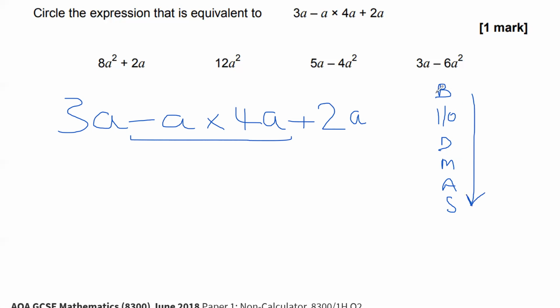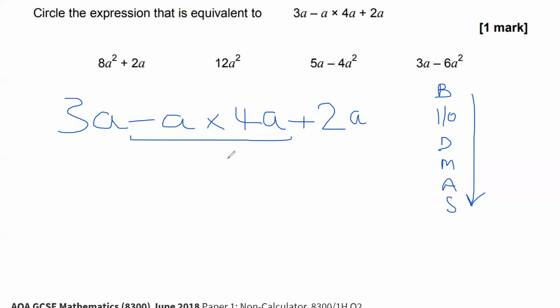So we always start with brackets, then we follow that up with either indices or orders, which is another name for powers. Division and multiplication, it doesn't necessarily matter which order you do those two in, as long as you do them after the indices or orders and before the addition and subtraction. And again, the same for addition and subtraction. It doesn't matter which order you do those in.